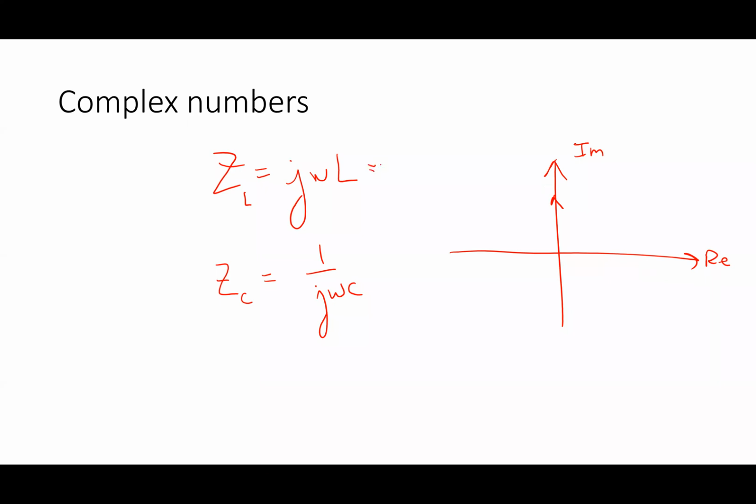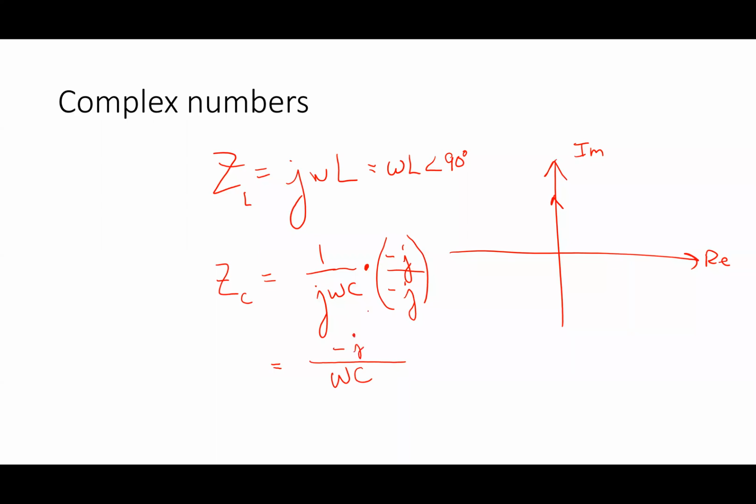So in other words, I could also say that that guy is omega L angle what? 90. Yep. Now 1 over J omega C doesn't have a straight up angle because he's not in rectangular form. How do I put it in rectangular form? Multiply top and bottom by the conjugate, so by negative J. J times negative J becomes positive 1. So that becomes omega C, and on top I get a minus J.